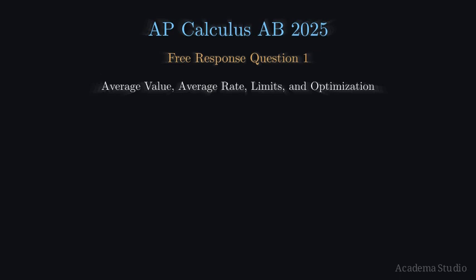Today, we are solving AP Calculus AB 2025 Free Response Question 1. This problem tests average value, average rate of change, end behavior, and optimization using derivatives.